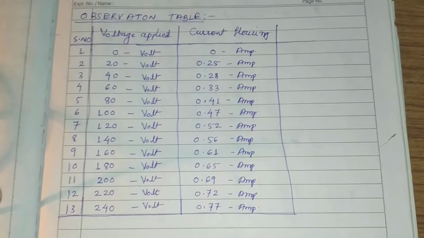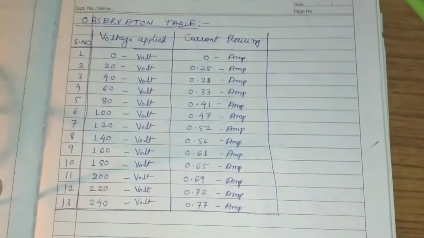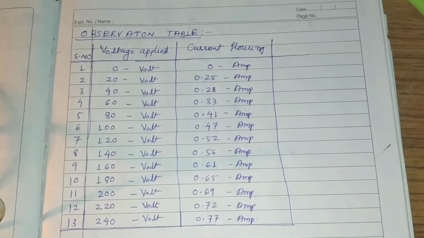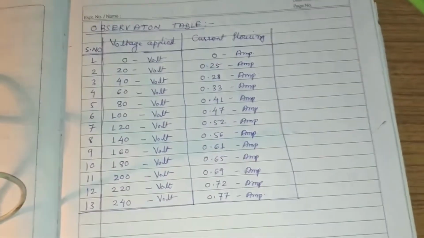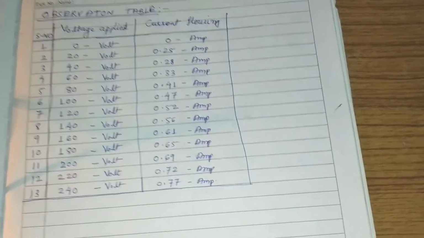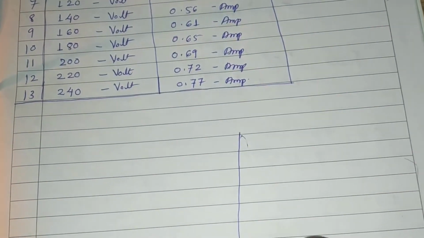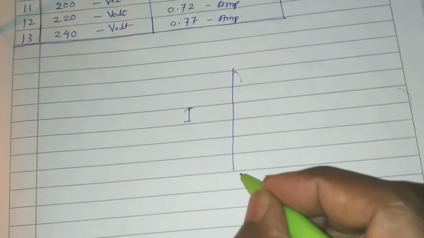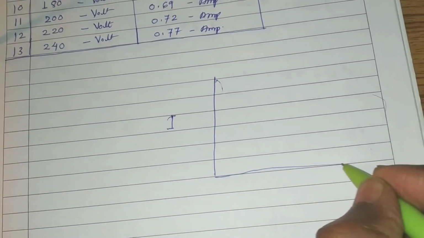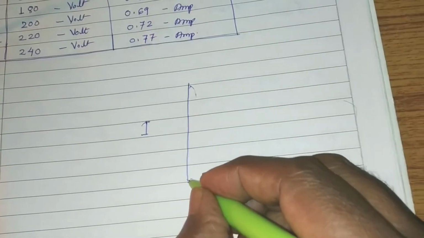These are the different readings which are already recorded, and on the basis of these readings we can plot the graph between V and I. On the x-axis we have to take the voltage like this. On the y-axis we will have to take the current, and on the x-axis we have to take the voltage, and the graph will be plotted.